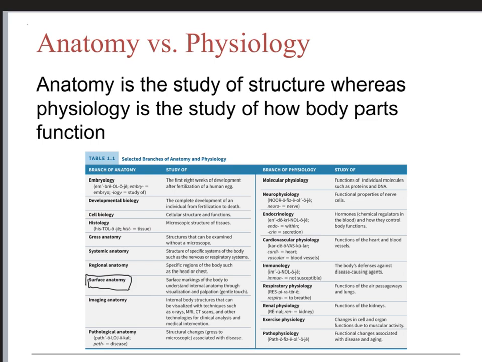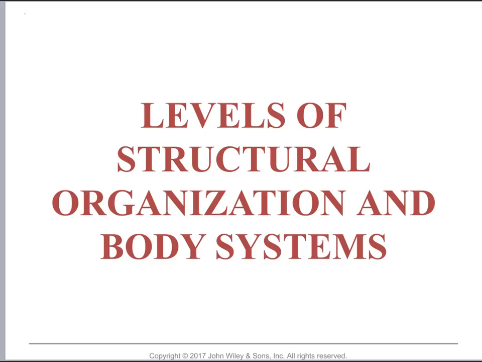Physiology. So there's different types of physiology. Neurophysiology, endocrinology, cardiovascular physiology, immunology, respiratory physiology, renal physiology. These are all functions. Look at that word here. Function, function, function, functions of these systems. And then last we have pathophysiology, which is functional changes associated with disease and aging.